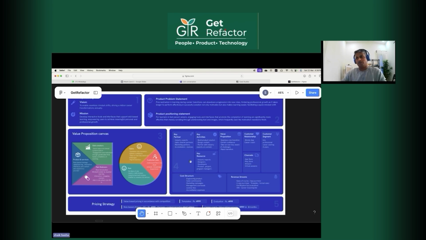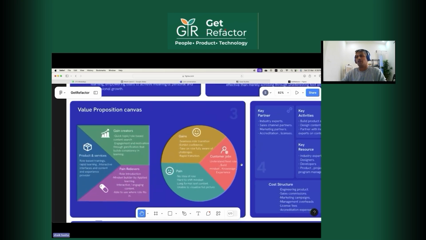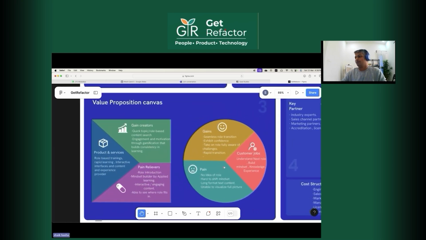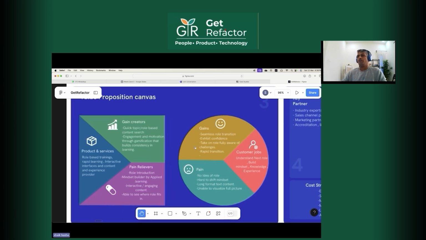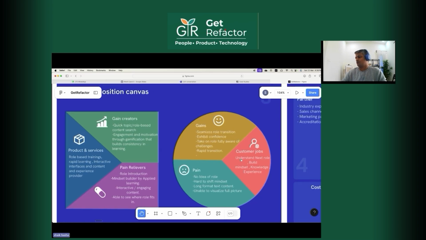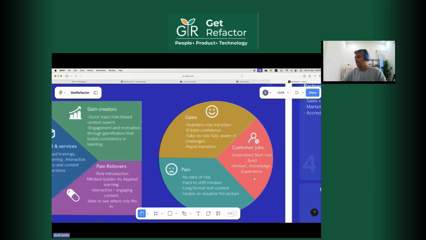If you want to start with your existing product, here is where you start. The customer jobs, right? If I'm starting with GETREFACTOR, what are the customer jobs? It's about understanding your next role. Who is the customer here? He is Rohit. He wants to understand what his next role is, and he has to build the mindset, gain the knowledge, and experience it. That is the job of Rohit here.